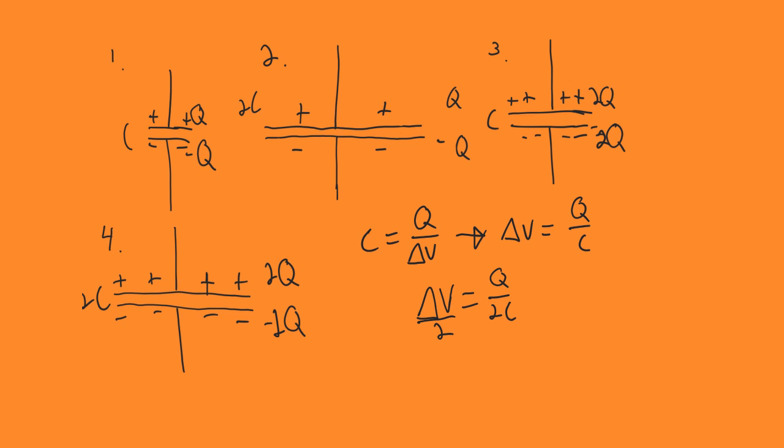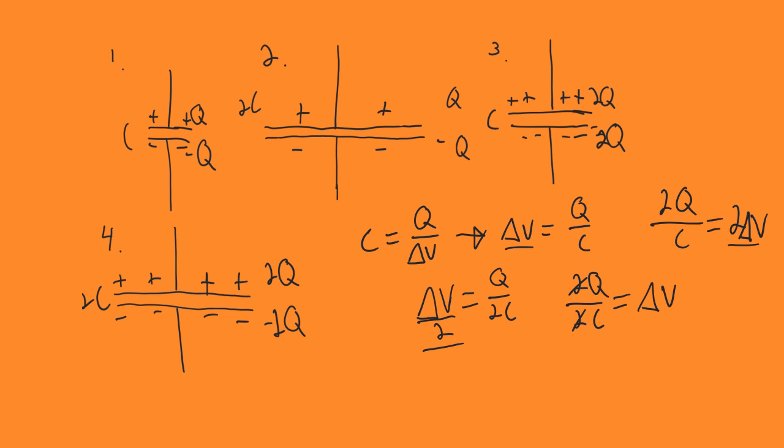So let's look at number 3 here. We have a capacitance C, but a charge of 2Q. So that means it's 2Q over C. Well, that's actually going to be 2 delta V. So this is larger. So 3 is bigger. And then for number 4, we find that it's 2Q over 2C. Well, those 2's cancel out. We end up with just a delta V. So actually number 1 and number 4 are the same.